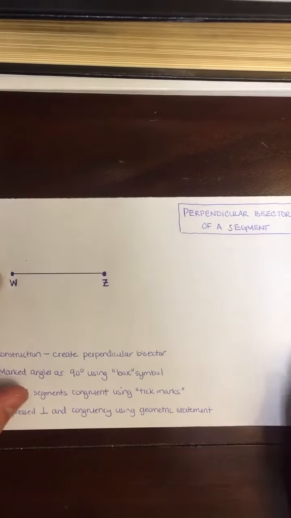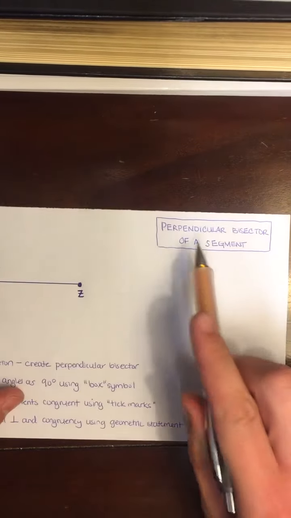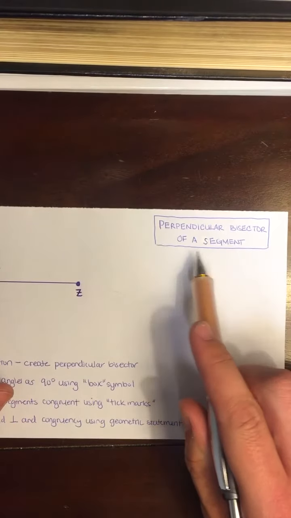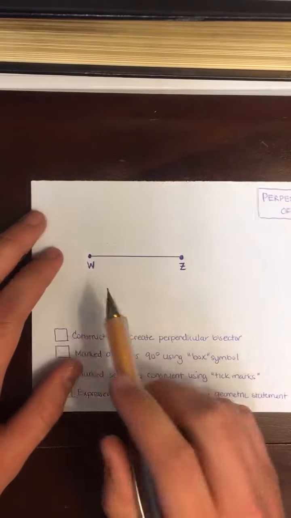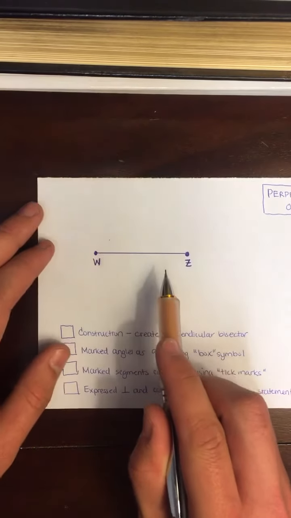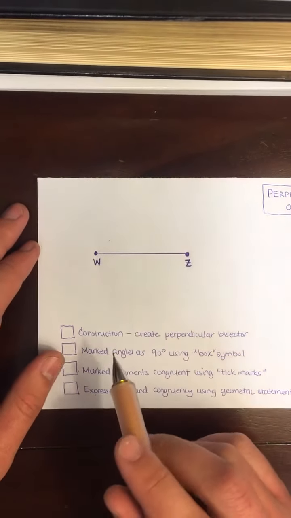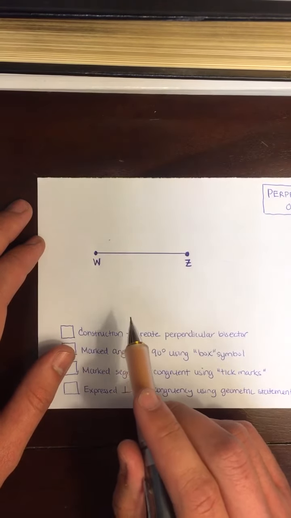All right, so this video tutorial will take you through the process of creating a perpendicular bisector of a segment. Basically, what we're doing here is that we are given a segment. You can see here that I'm given segment WZ, and I'm going to create a perpendicular bisector for this specific segment.